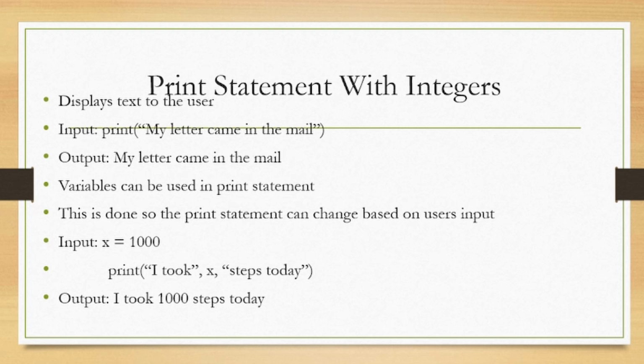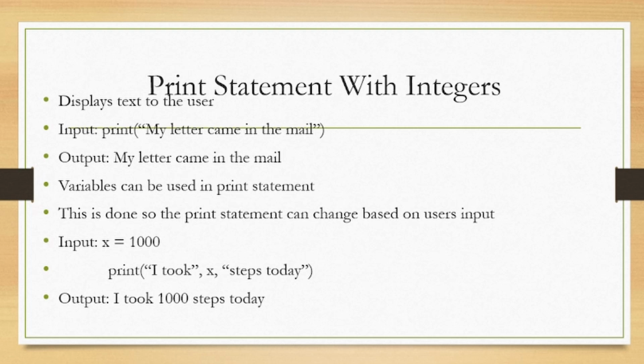On top of this, variables can also be used within a print statement. This is done so the print statement can change values every time the code is run. So it's not a hard value, it's not always going to say it's equal to 10 when it's not. You can make it equal to whatever number you calculated. So let's say you input x is equal to 1000. Here you go, and you input a print statement in between the brackets again, but this time it looks a bit different than the one up here. This is because you have the variable here.